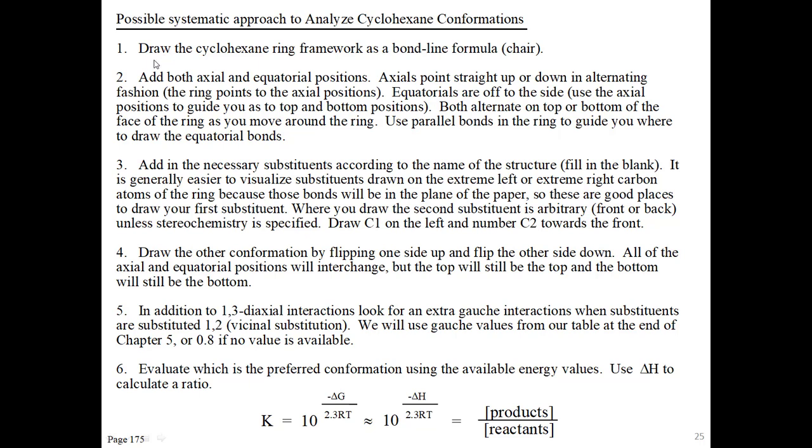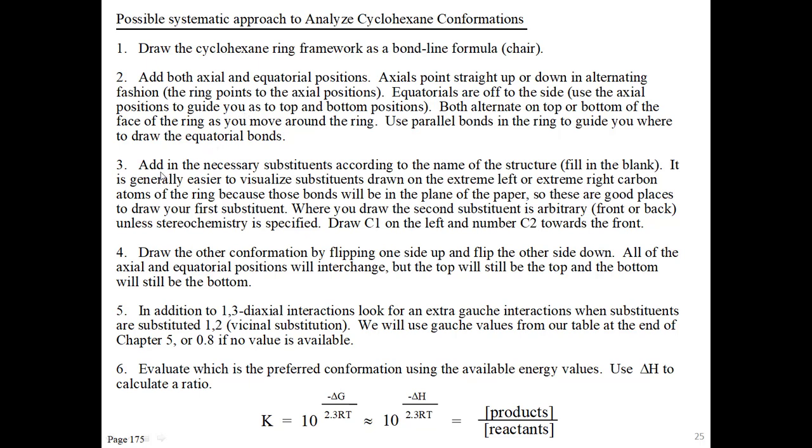Okay? So what I suggest you do, this is my strategy, and hopefully it works for you, but if not, you can develop your own strategy. I draw the cyclohexane ring framework as a bond line formula, as we did at the start. I add in the equatorial and axial positions according to our little rules that we did. Axial points up where the ring points up. Okay, and then equatorials go around to the side with some parallel bonds in the ring that you can use.